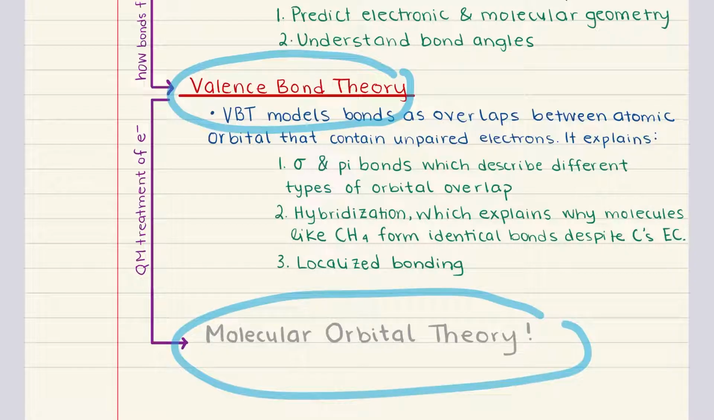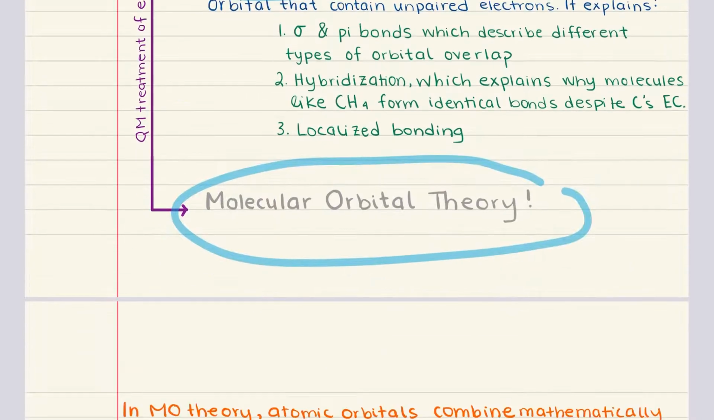Instead of treating bonds as overlapping atomic orbitals between two atoms, molecular orbital theory describes bonding in terms of molecular orbitals that extend over the entire molecule. This model is based on quantum mechanics, and it treats electrons as wave functions that combine constructively or destructively to form bonding and anti-bonding orbitals. The advantage of this approach is that it explains electron delocalization. So, molecular orbital theory gives us a more accurate representation of bonding.